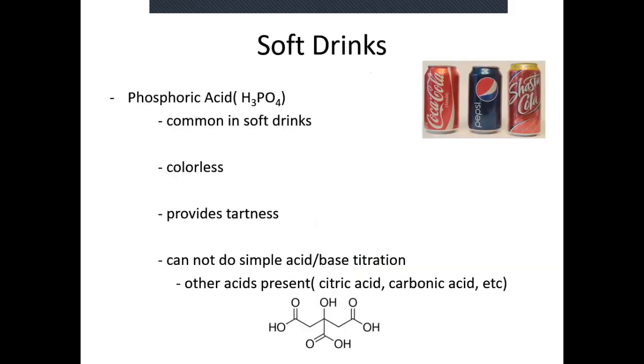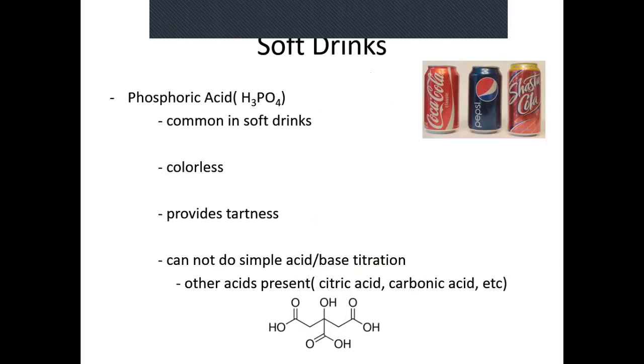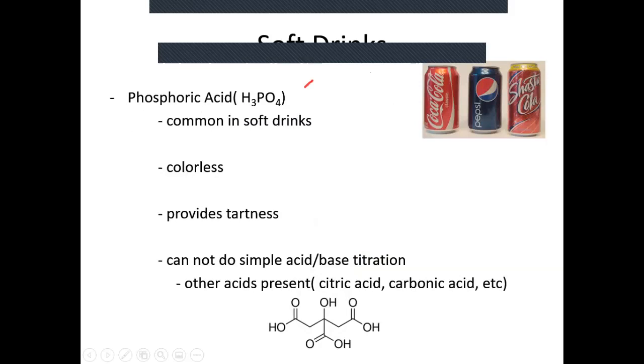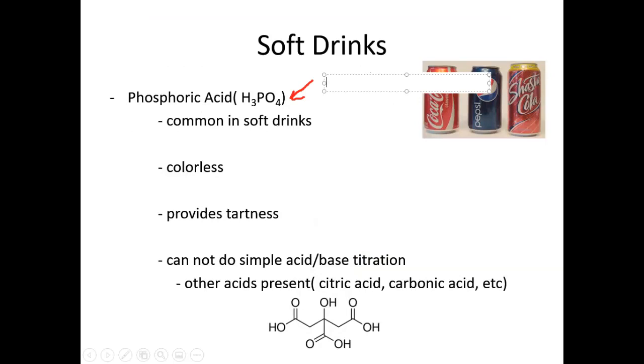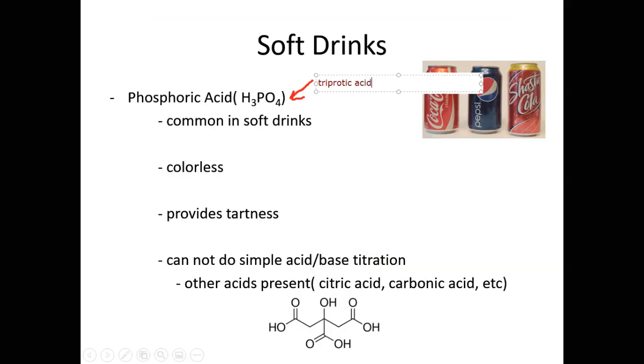So, what's unique about phosphoric acid? Well, of course, it's an acid. It's actually a triprotic acid because it has 3 hydrogens. Tri meaning 3, protic meaning hydrogen ions. So it has 3 hydrogen ions that it can dissociate. And again, it's commonly found in soft drinks.